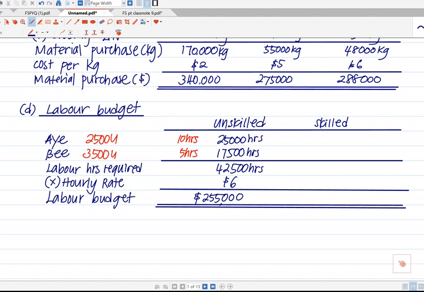Come, you try for the skill. For skill, product A, how many hours? 6. Product B, again, it is 5. So 6 hours for 2,500 units. 5 hours, 3,500. It will be 17,500. So total hours 32,500. How much an hour we pay? 10. So do you have 325? Everyone?